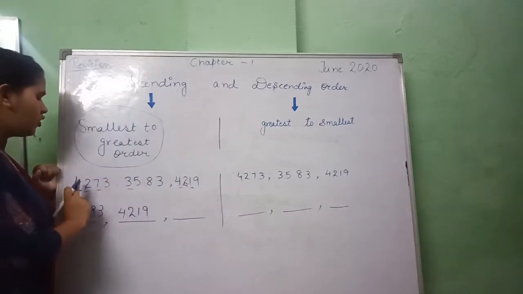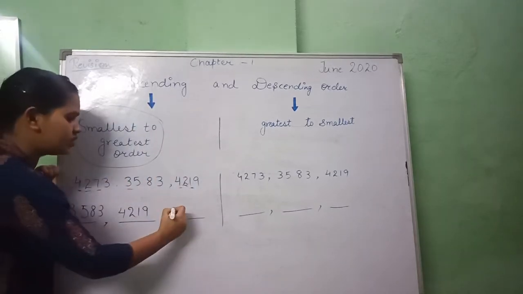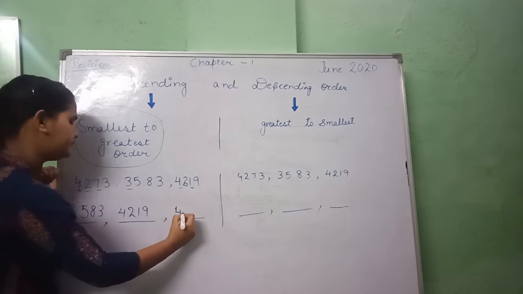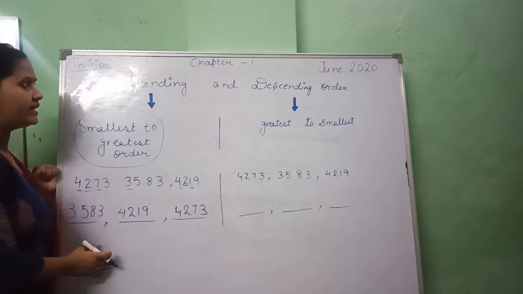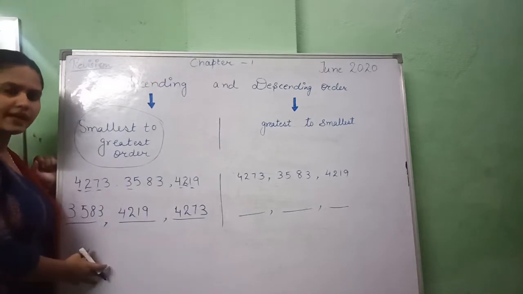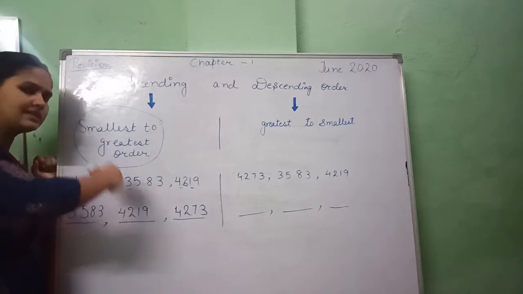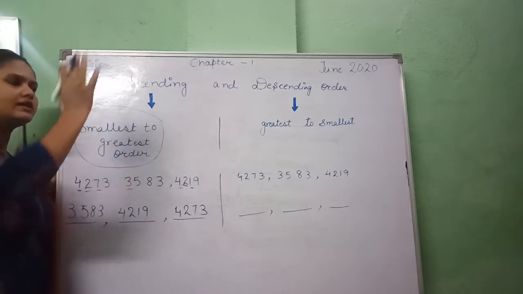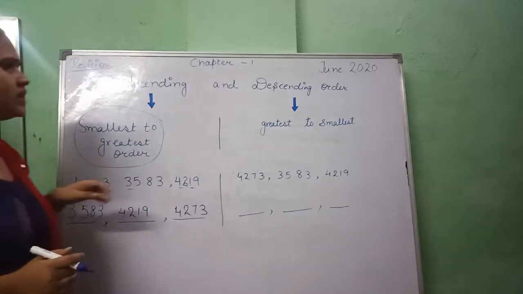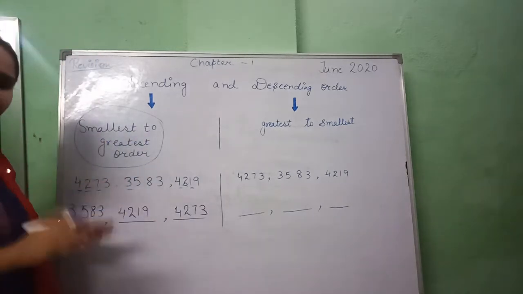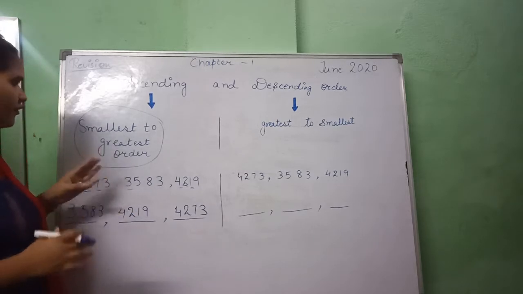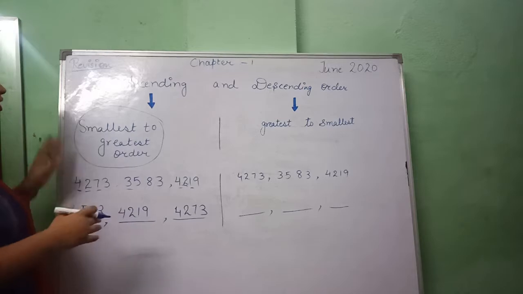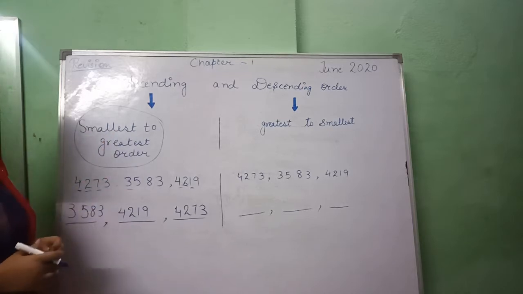So we will take 4273 in the last. Now you can see here we have done the ascending order like this, right? Firstly the smallest, then in the last the greatest one. In this way we will compare these digits with each other, because we have to place them in an order of smallest to greatest, right?